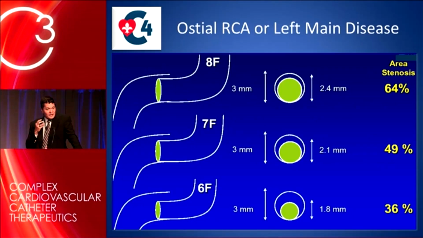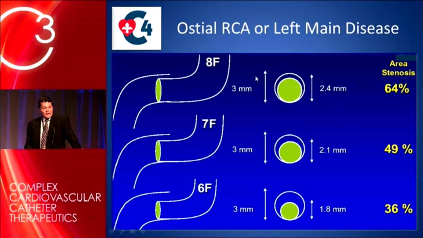Guiding catheter selection and understanding osteal disease and trying to make sure you don't have damping is highly important. And as we see here, and Nico drew these schematic figures a long time ago, as we increase our guide catheter size, we increase the cross-sectional area of the guiding catheter. And so a 6 French guiding catheter has about a 1.8 millimeter cross-sectional area, and an 8 French guiding catheter has a 2.4 millimeter cross-sectional area.